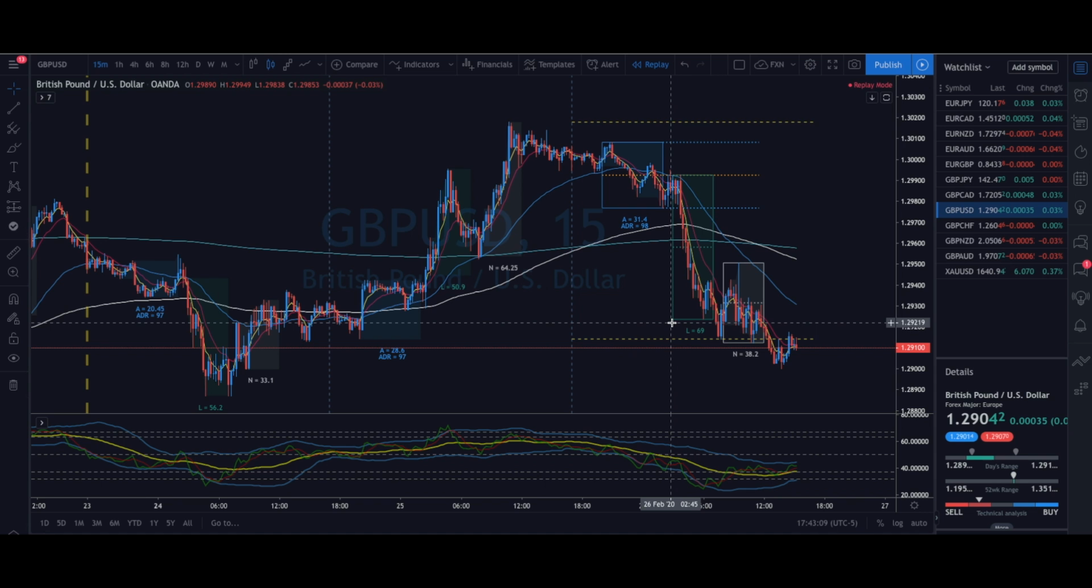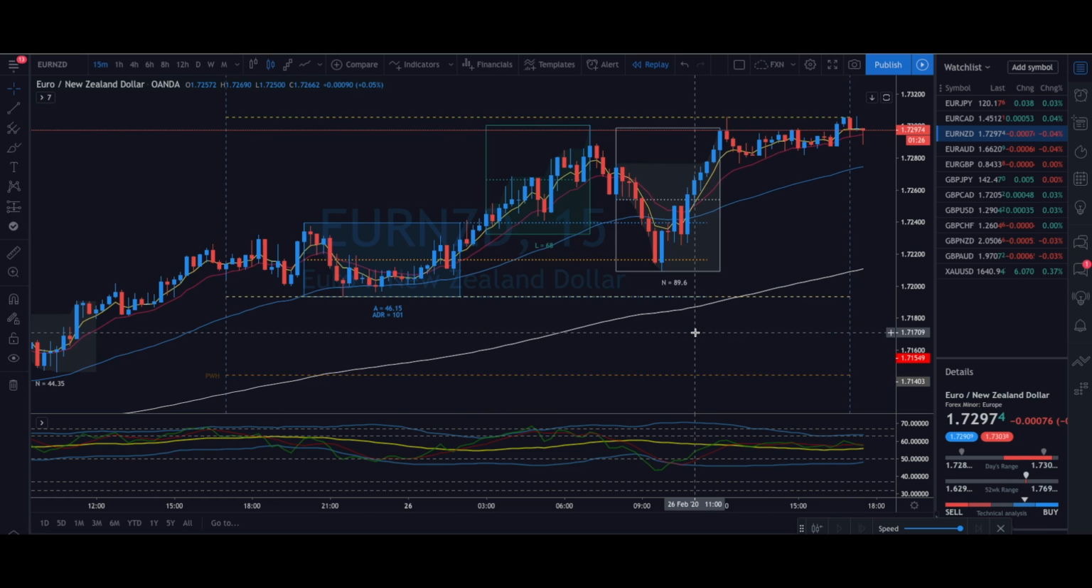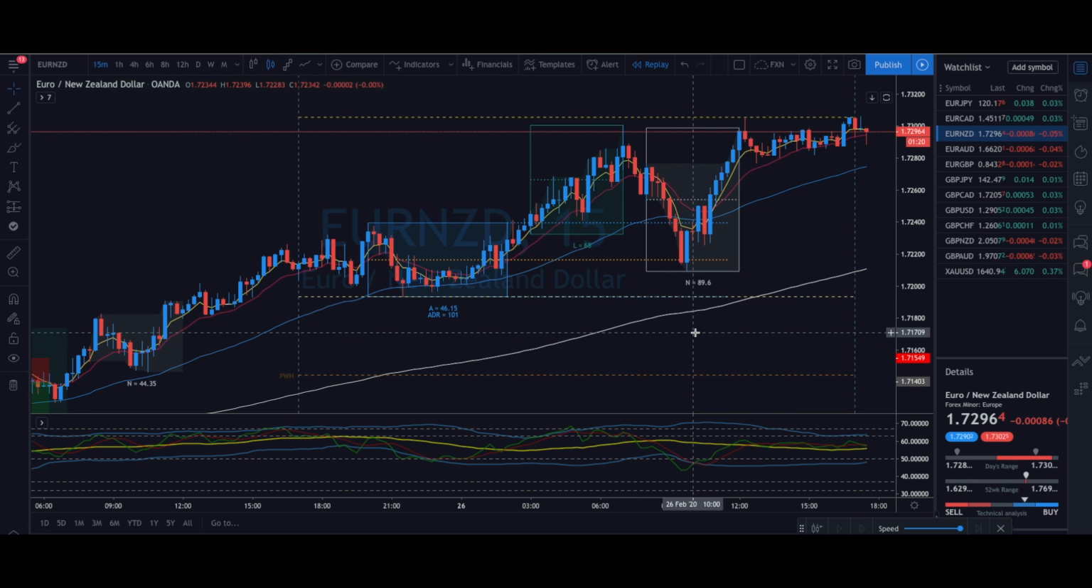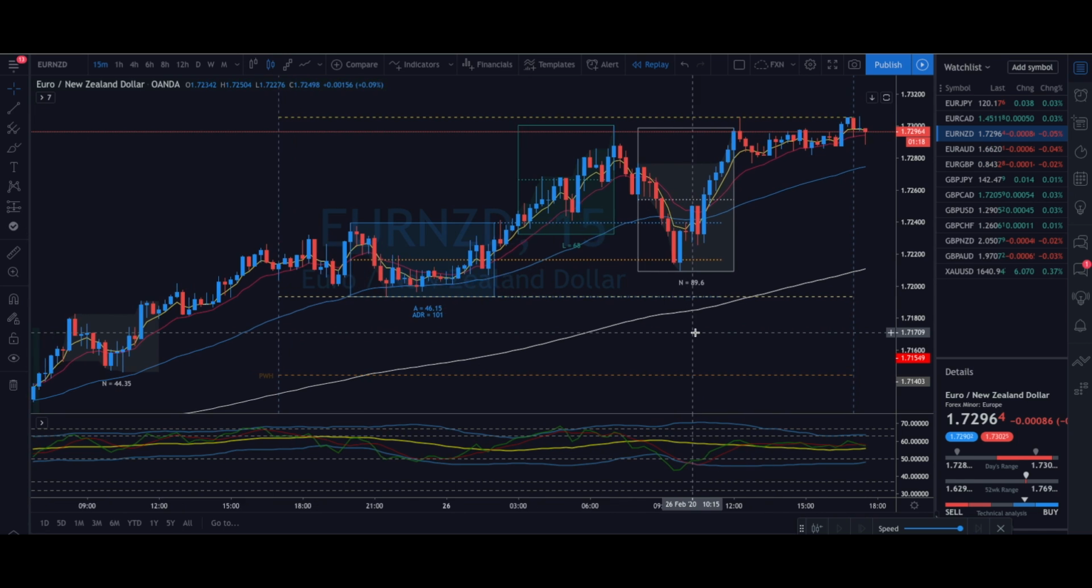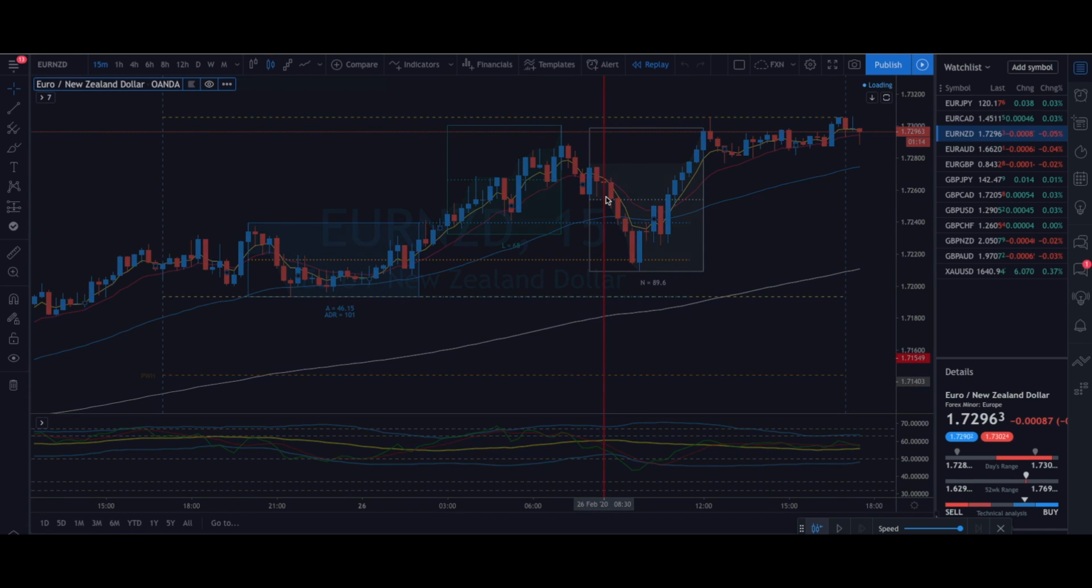Let's take a look at one more trade setup. All right, and the last trade setup basically was Euro NZD. Euro NZD, essentially, it was very similar to what happened the other day. I think it was yesterday, to where it was here when we were looking at it.